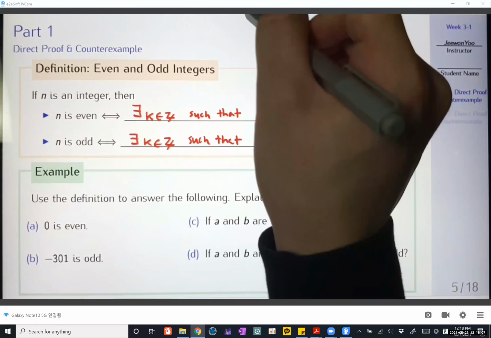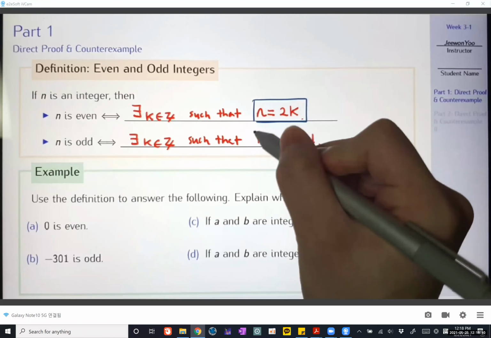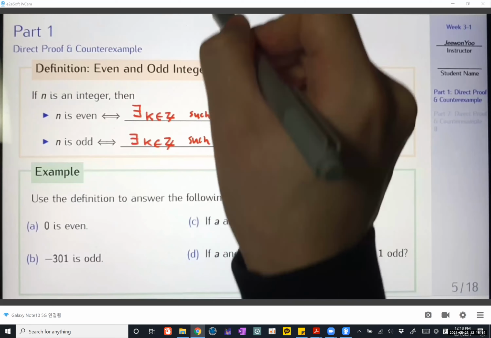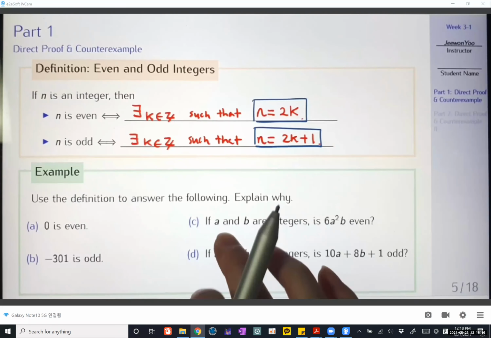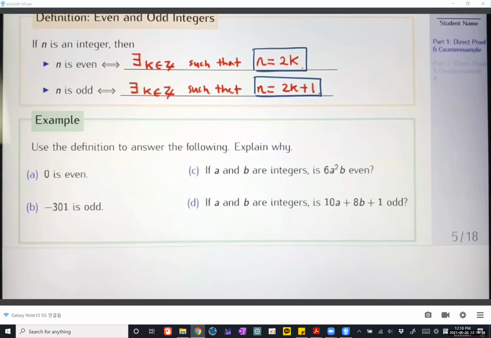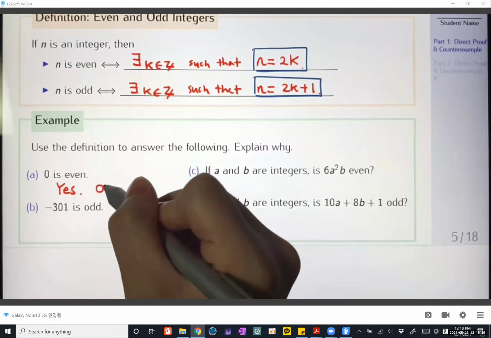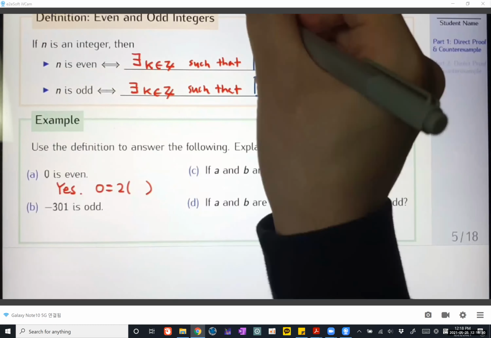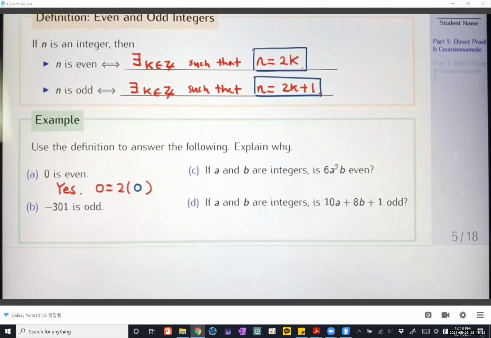So let me put a big box around this here, because we're going to use this a lot. Okay, and these problems are probably easy for everyone here. Is 0 even? Of course, yes. Because we can represent 0 in terms of 2 times some integer. Can we just call the some integer to be 0? 2 times 0 is 0. That's why it's even.